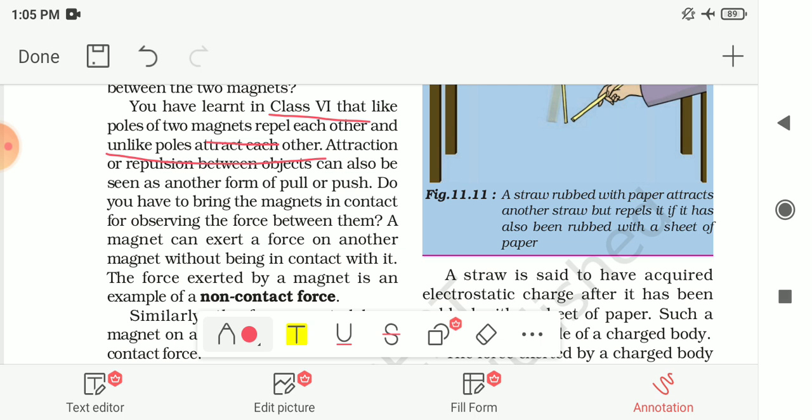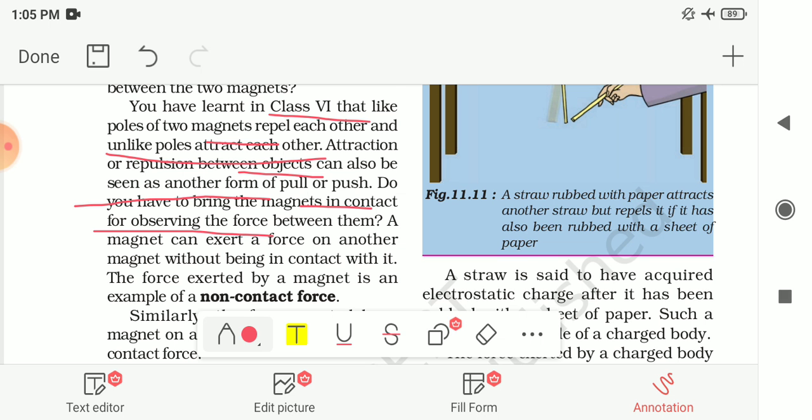So attraction or repulsion between objects can also be seen in the form of pull or push, or we can represent this attraction and repulsion in the form of push and pull that we had seen in the first activity already. So do you have to bring the magnets in contact for observing the force between them? No, here we had seen that the two magnets are not in contact with each other, however they are applying force on each other.